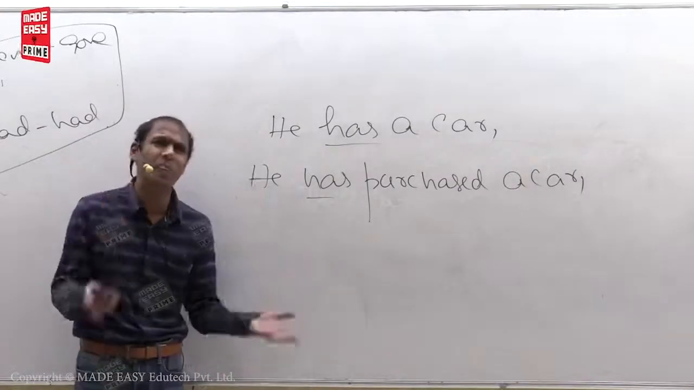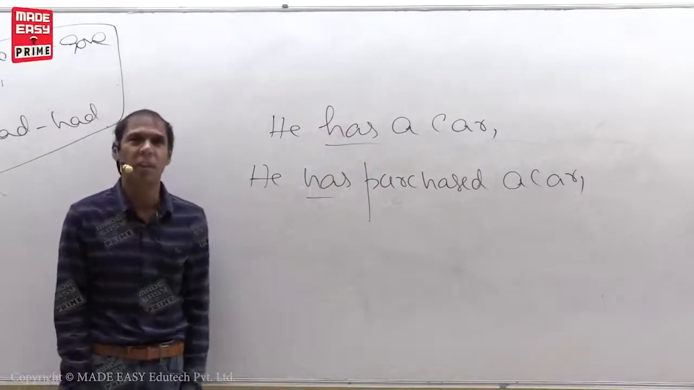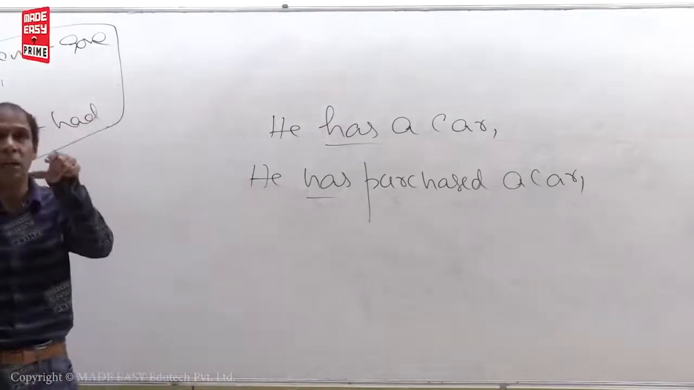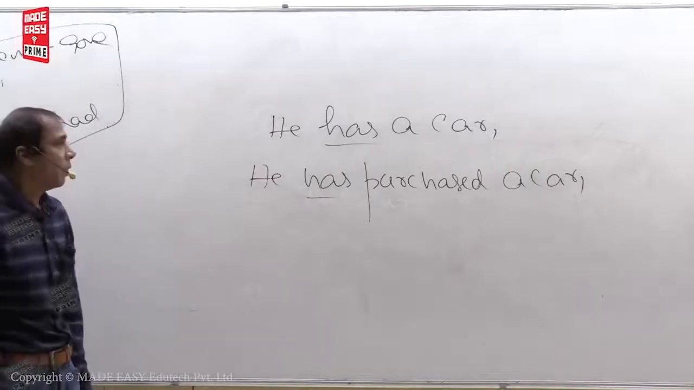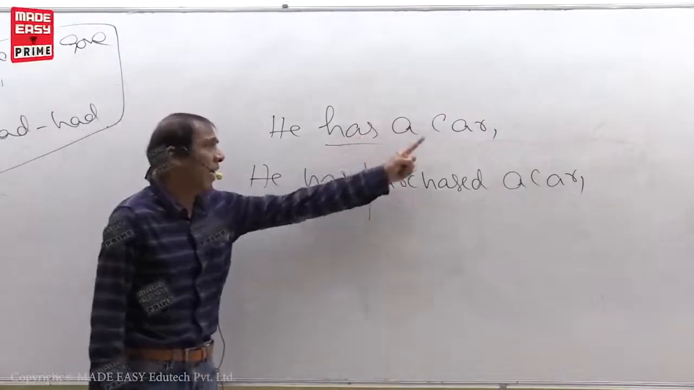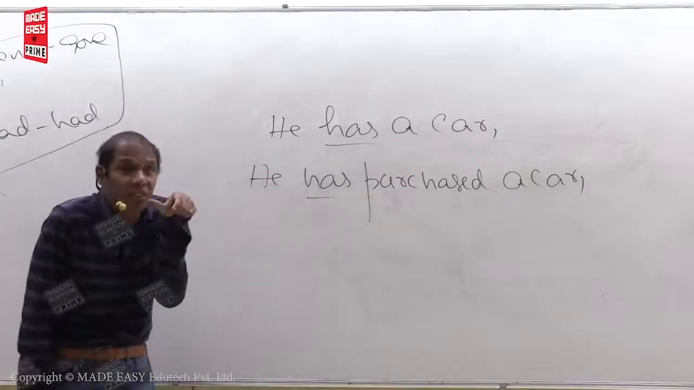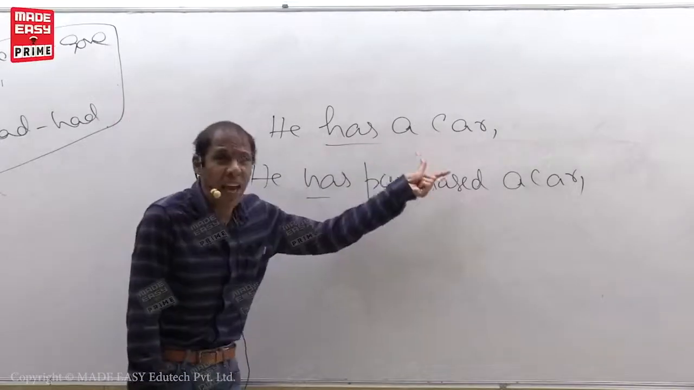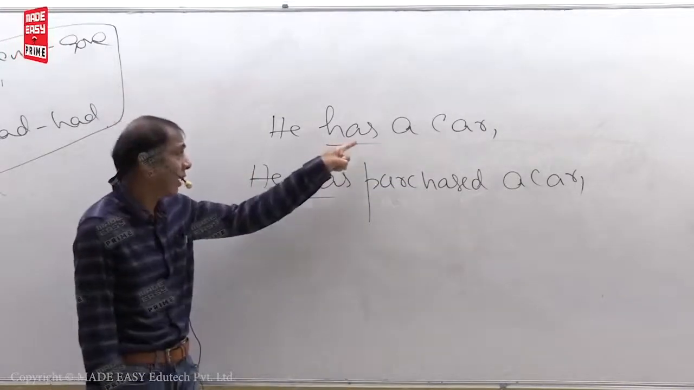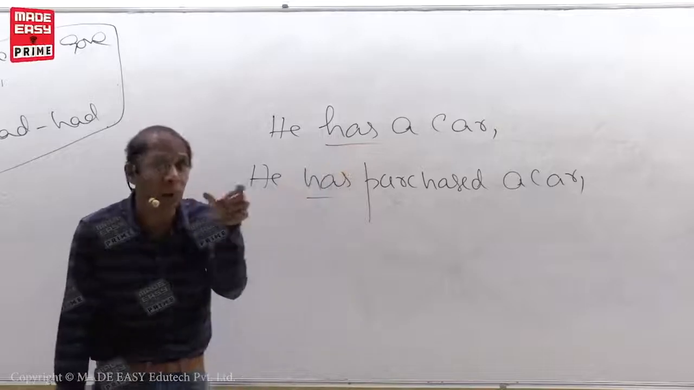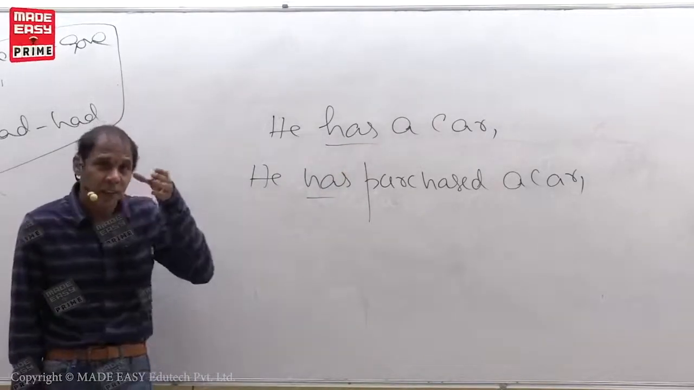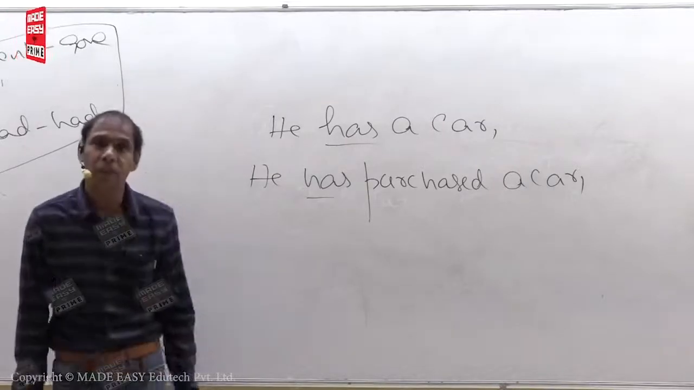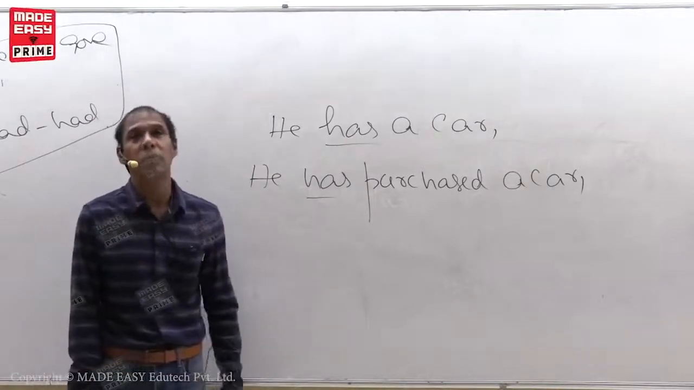Sir, how can I identify, sir? This is your doubt, right? Very easy. Depending on the meaning. For example, he has a car means he possesses a car. Here in the sentence, has is giving us the meaning of possessing. If these 3 words are giving us the meaning of possessing, then these 3 are main verbs.